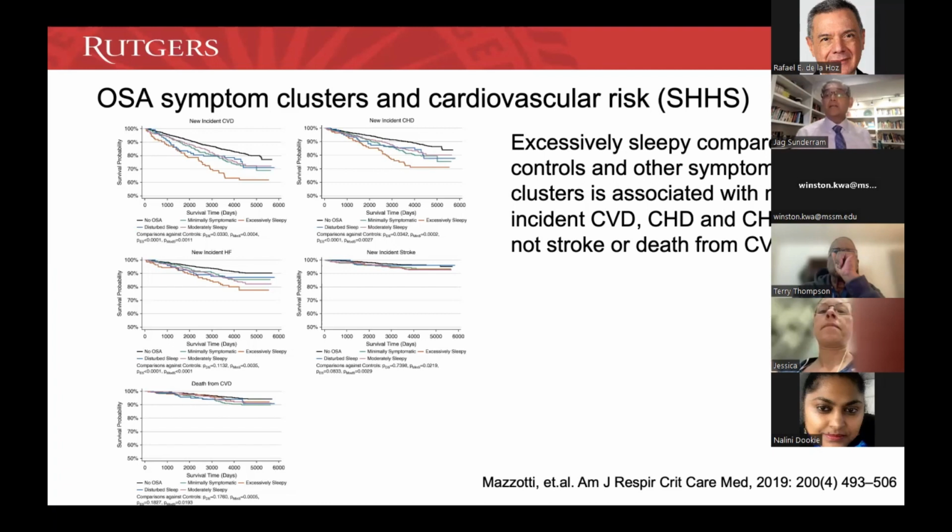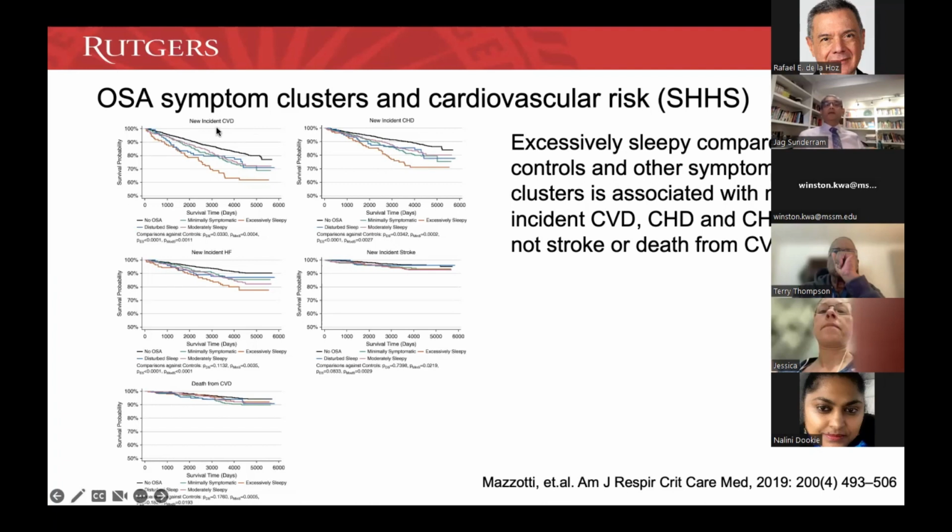So Mazzotti and colleagues in 2019 showed in the Blue Journal that if you look at these symptom clusters and look for cardiovascular risk, over time, and I'm sorry for the graphs here, the excessively sleepy cluster, which is the red one, compared to all other symptom clusters, seemed to have an increased probability for new incident CVD.